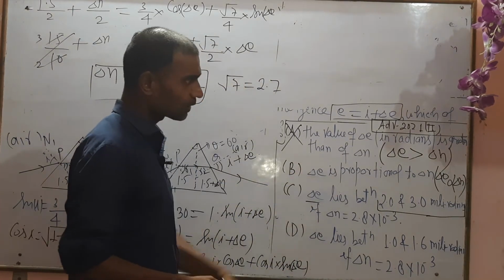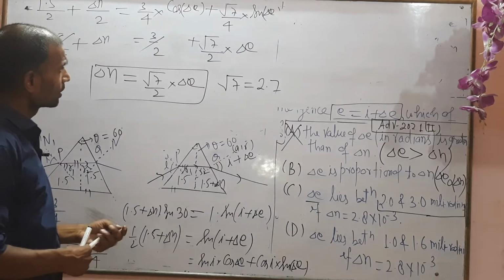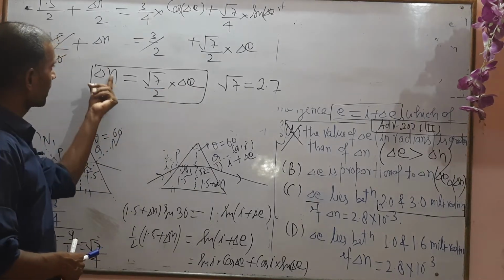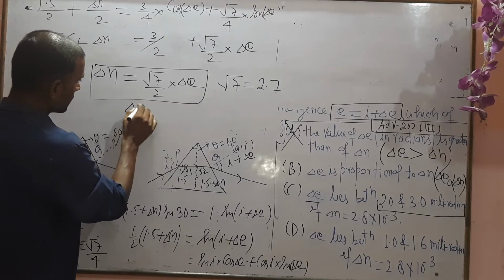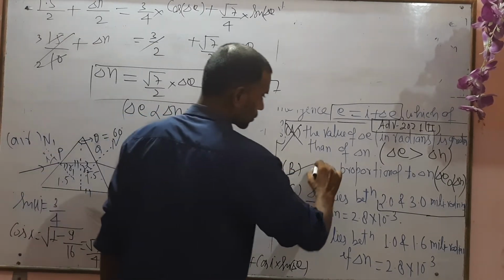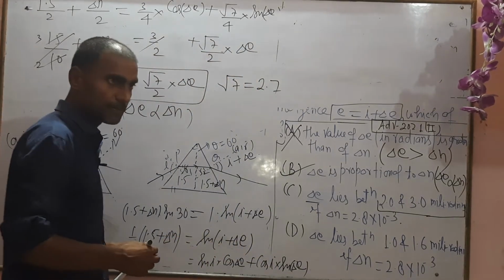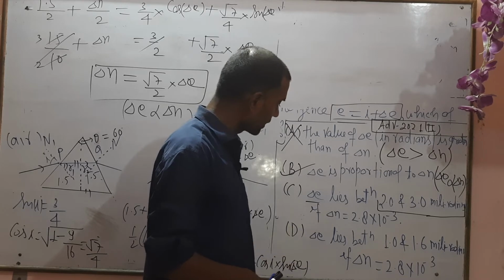Delta E is proportional to delta N. So delta E equals 2 divided by root of 7 into delta N. Also you can say delta E is proportional to delta N. In this question, no problem. So it implies that B is the correct option. And next, try option C.